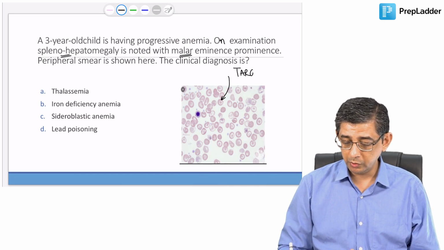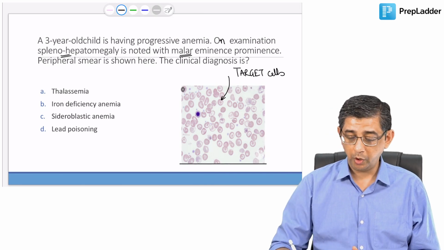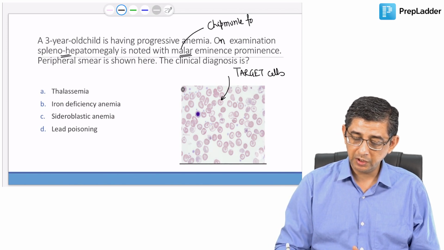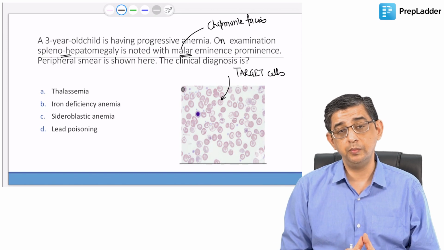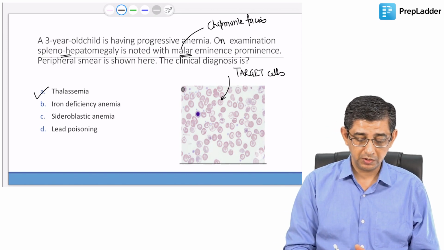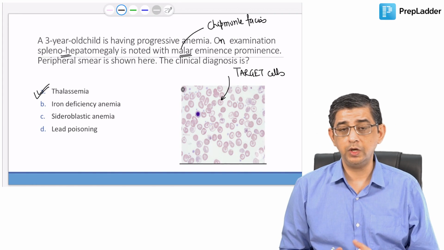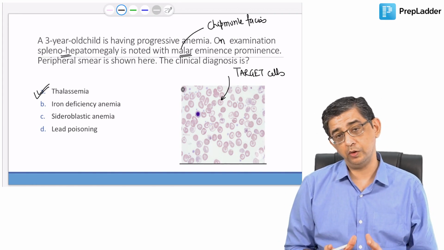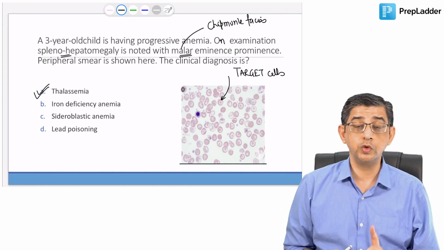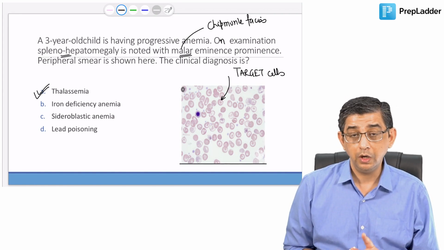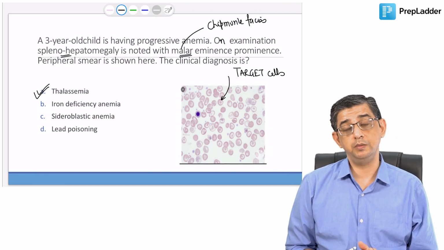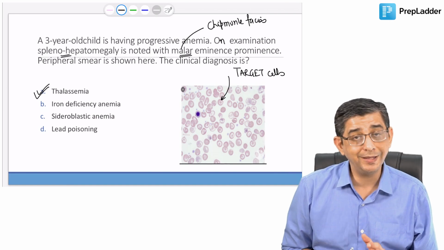So there are multiple inputs given in this question for your diagnosis. Target cells are there. Prominent malar eminences would mean chipmunk facies. And because there is anemia along with organomegaly, the correct diagnosis is option number A. The remaining options are anyway dummy choices. The keywords are target cells, chipmunk facies, splenohepatomegaly. In all hemolytic anemias, you have a splenomegaly, but splenohepatomegaly is always given in thalassemia. It could be beta or alpha thalassemia depending on the ethnicity of the patient.